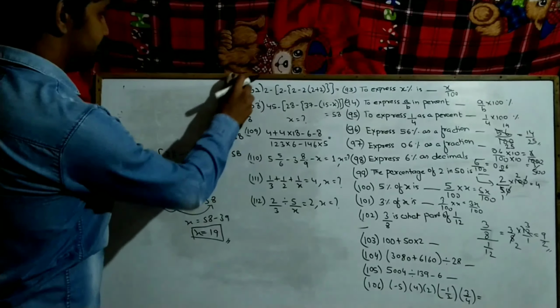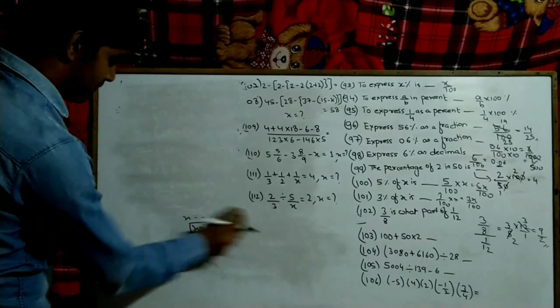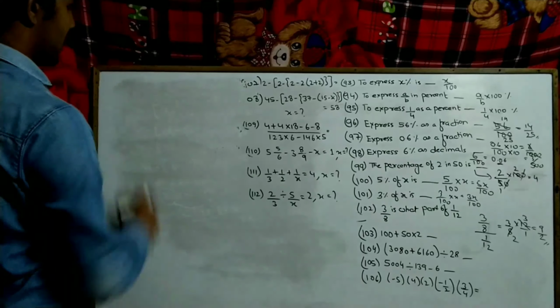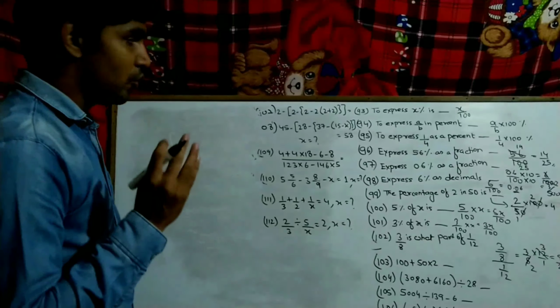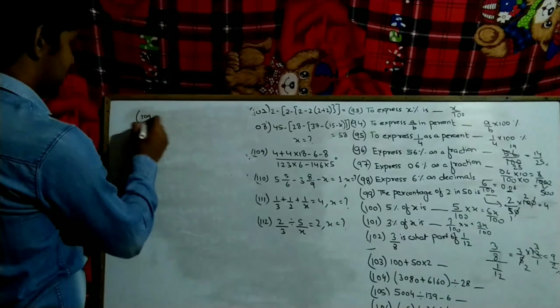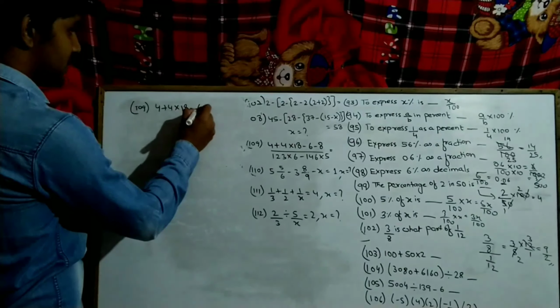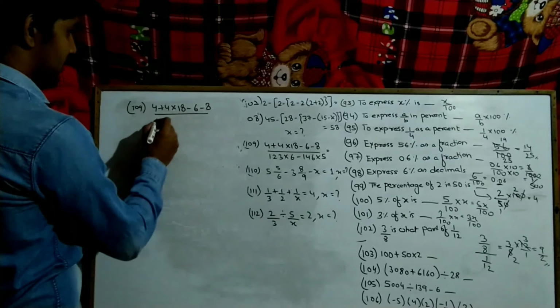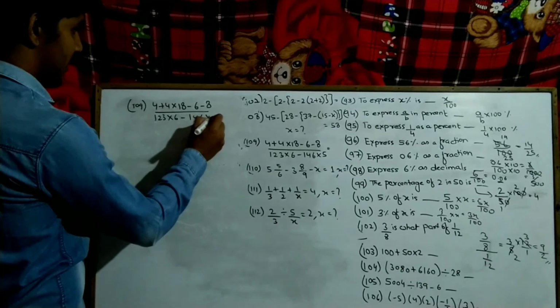109 problem. Say 109 problem. Remember, I already said you how to use BODMAS. So first write down the question. 109. 4 plus 4 into 18 minus 6 minus 8 by 123 into 6 minus 146 into 5.